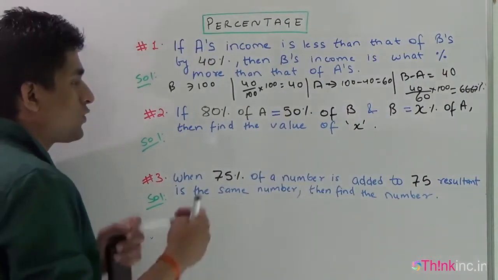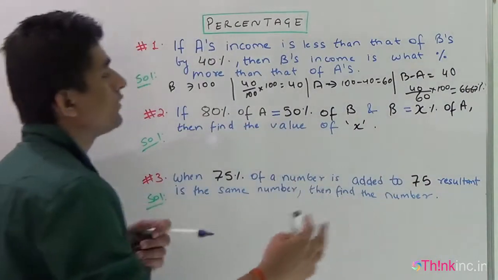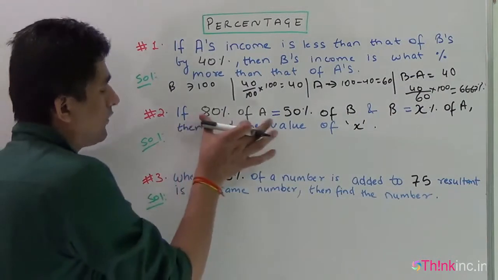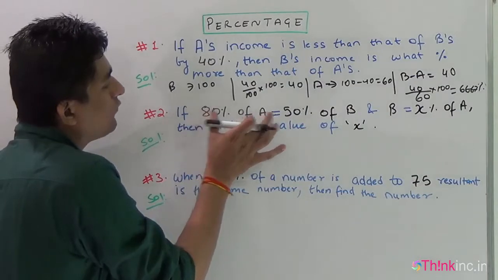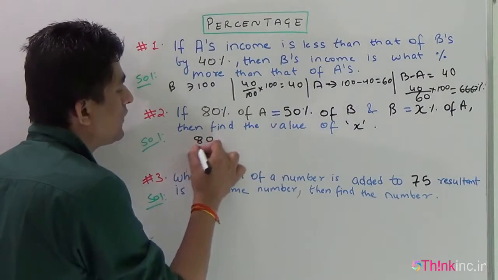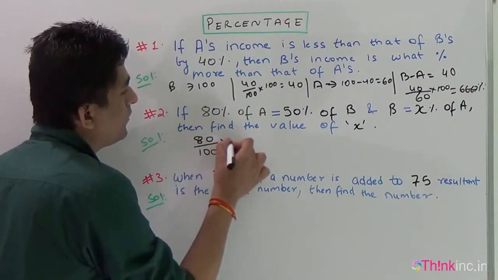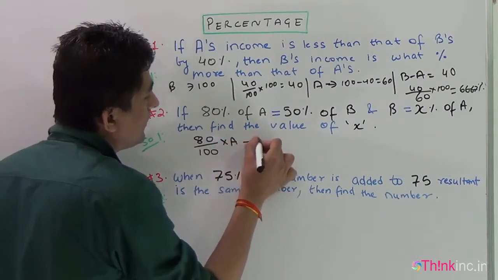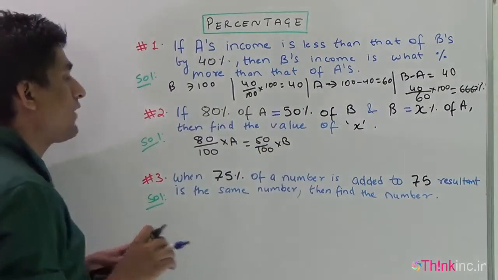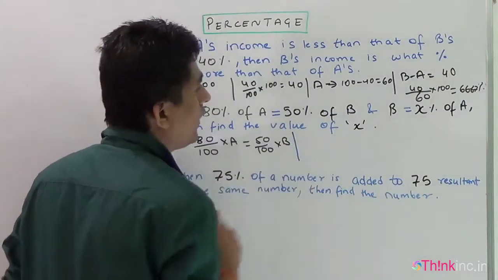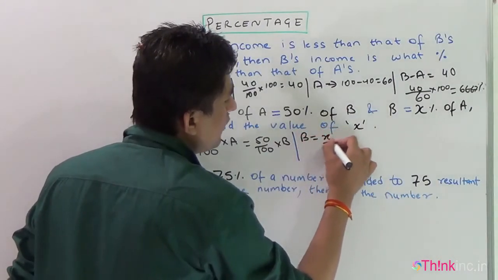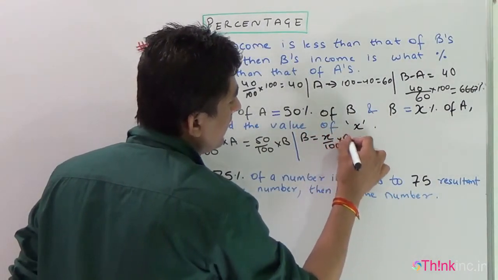This question is given in the form of words, so we'll just convert it into the form of an equation. We have already studied how to convert this form into an equation. So I'm just writing it in the form of an equation: 80 by 100 into A is equal to 50 by 100 into B. Okay, I've converted this into an equation. Now, the second equation given is B is equal to X upon 100 into A.